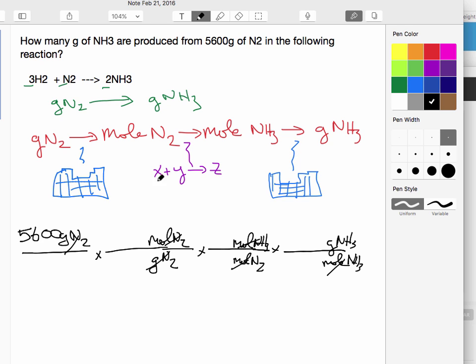So let's populate it. So blue, first thing we find is that for nitrogen, what is the molecular weight? It's going to be 28 grams per mole.